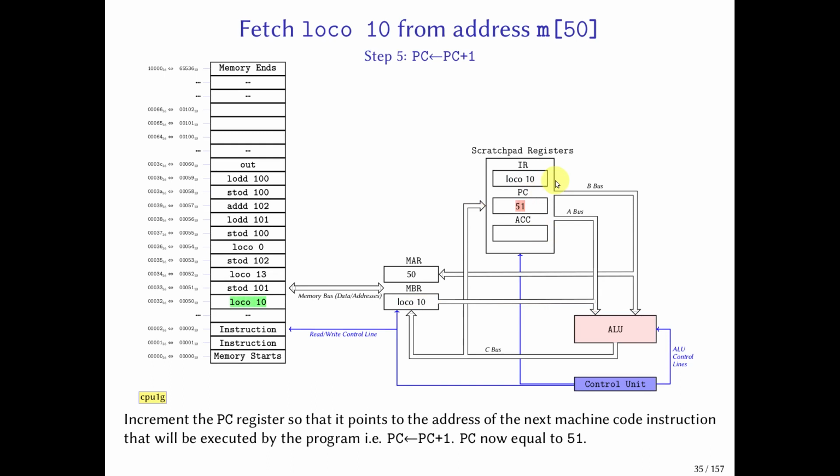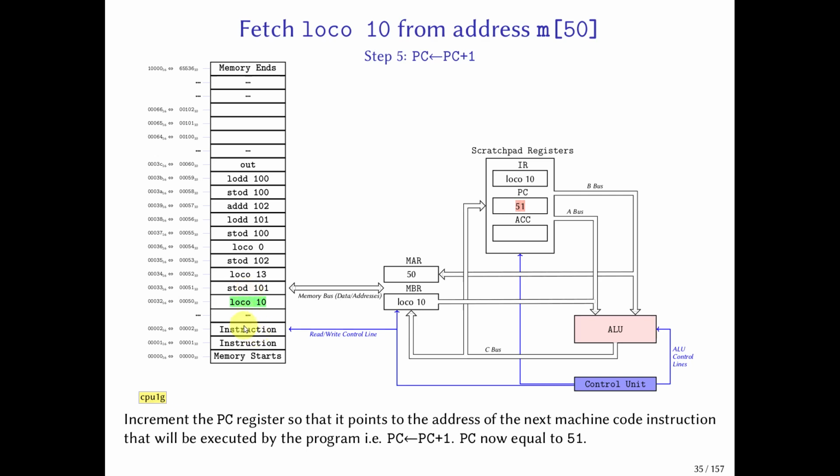We have to increment the PC register by 1 so that it now goes from 50 to 51. Now, why would we want to do that? Well, remember that this program we're looking at consists of 11 machine code instructions, and we have to work our way through all 11, and we have to fetch, decode, and execute each of those 11 machine code instructions in turn.